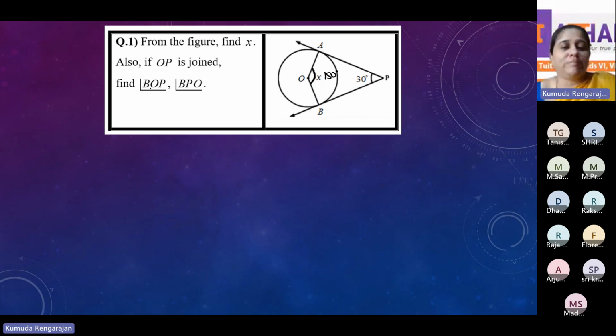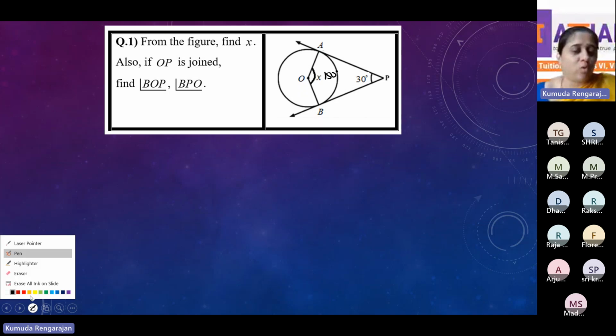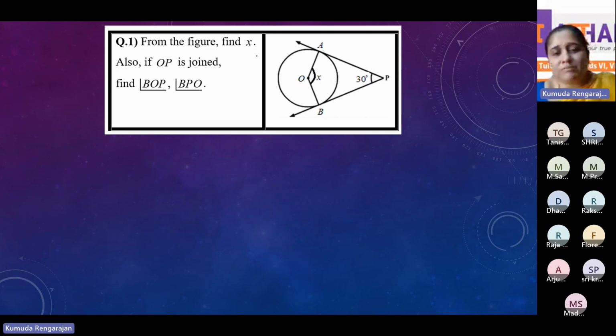Then you need to find angle BOP and BPO. It's given, join OP. Now you need to find BOP. BOP is this angle. And you need to find BPO. BPO is this angle. We need to find these two angles, this and this. Now the whole thing is 150, so this will be 75.